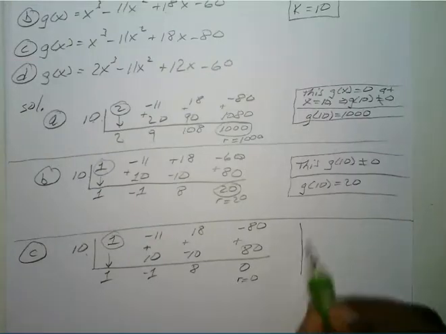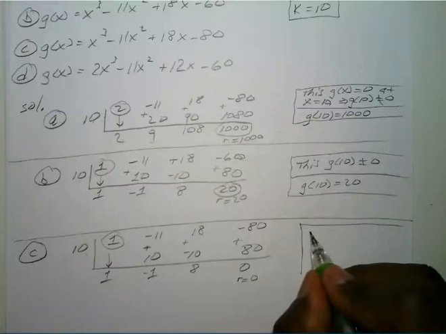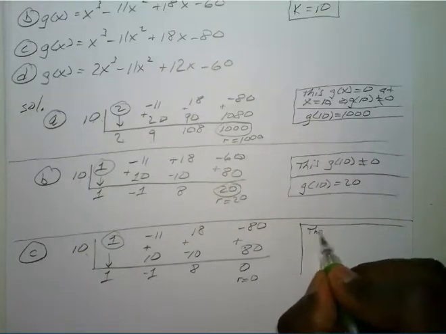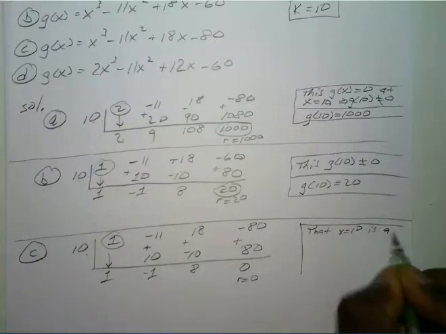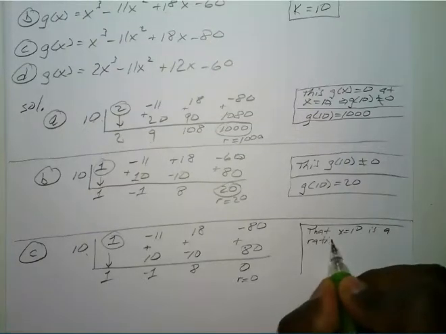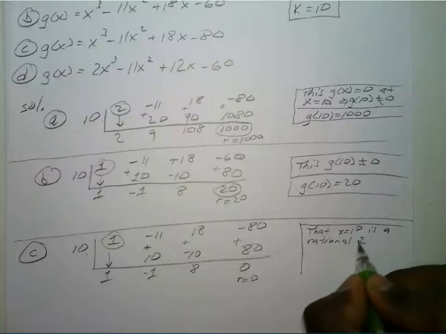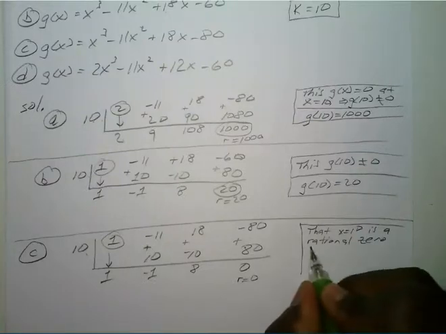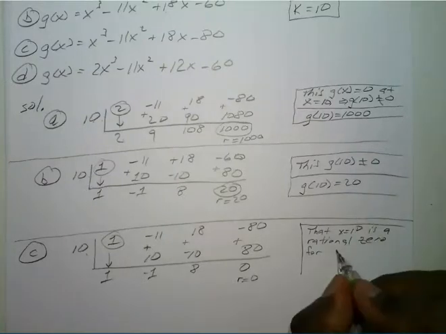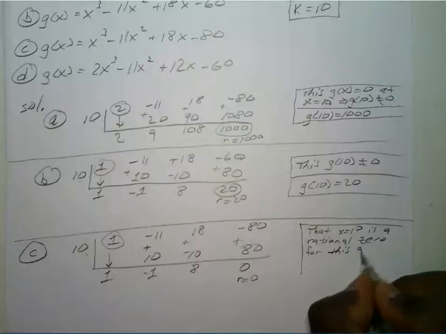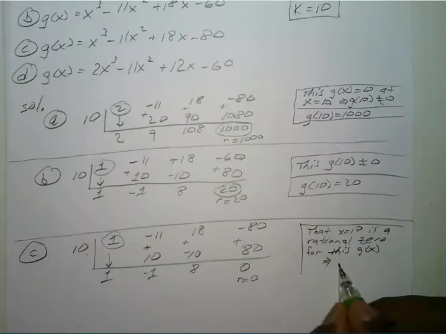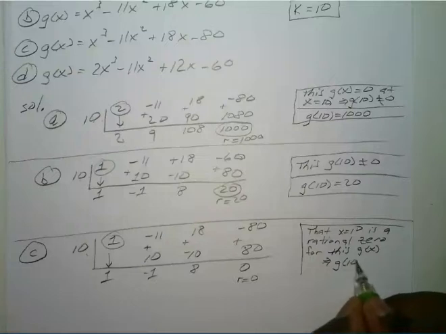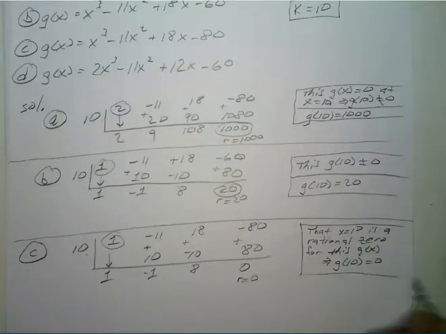Okay, so what does this tell us? Well, this tells us that x equals 10 is a rational 0 for this g of x. Or in other words, for this one, g of 10 is equal to 0.